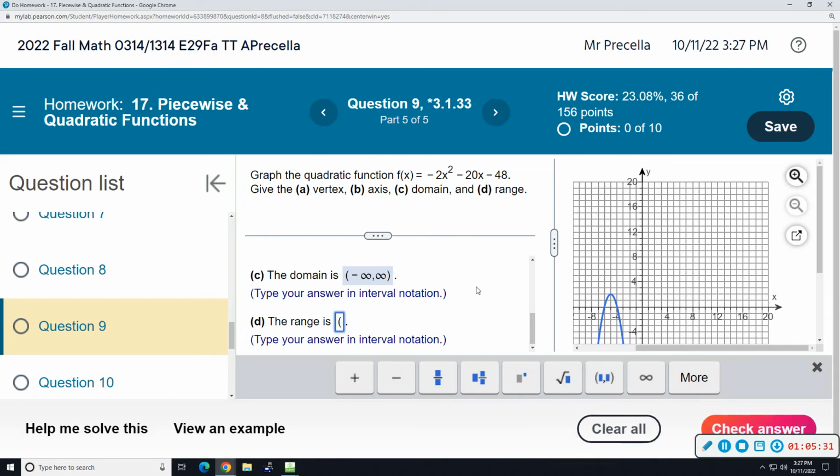So it's negative infinity, comma. What is going on? I clicked that negative. Maybe that's why they had negative infinity, comma, 2, bracket.